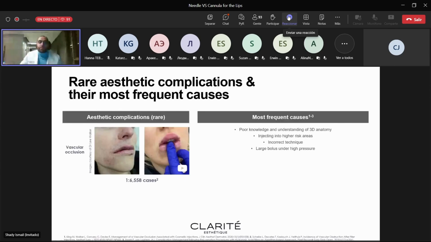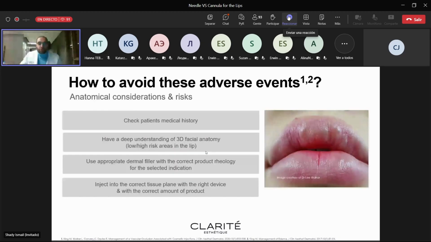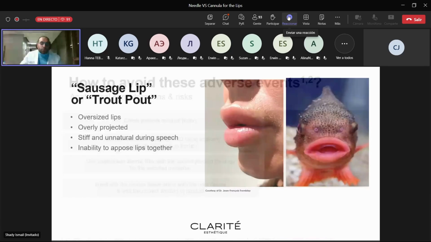So check the patient history, understand the 3D facial anatomy during dynamics and static position, know the rheology and dynamics of the fillers, inject in the correct tissue plane with the right device with the correct amount of product. Most common side effects nowadays we see sausage lip or duck pout. We can see oversized lip, projection of the lips.